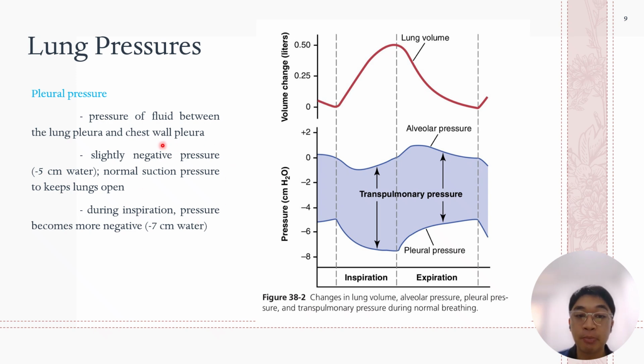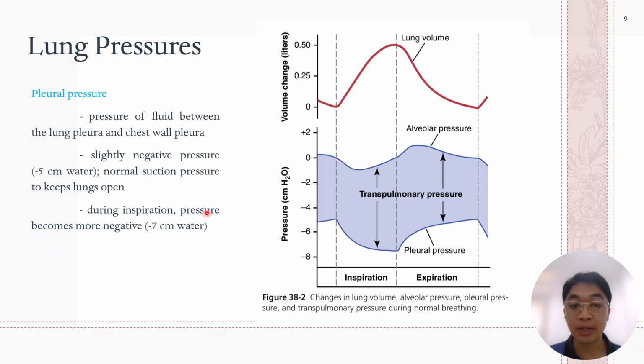Take note that the pleural pressures, especially the pressures in the lungs, are usually slightly negative. With relation to the pleural pressure, it is approximately negative 5 centimeter water of pressure. This is important because your lungs are an enclosed space. Just like a vacuum, in order to vacuum air, you need a negative pressure inside in order to pull the air in. So this is responsible for the normal suction pressure to keep the lungs open.